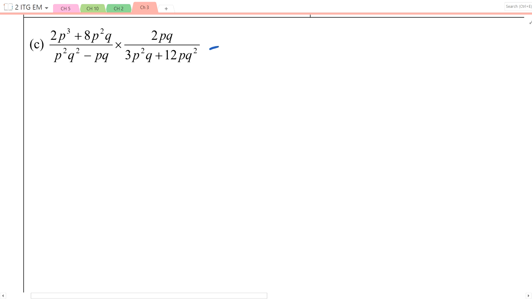First, we try to factorize everything as much as possible. My first fraction over here, the numerator can be factorized. What can I factorize out? 2p squared. You are fast, taking out so many things in one go. Okay, so we're left with p plus 4q.